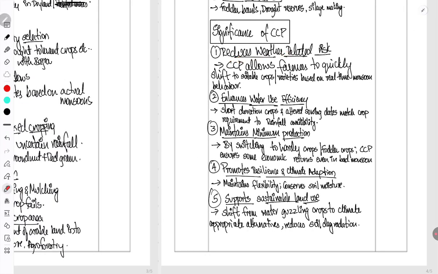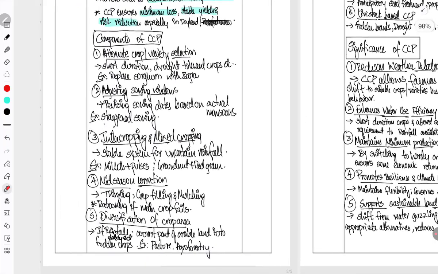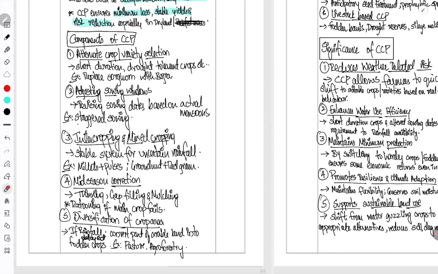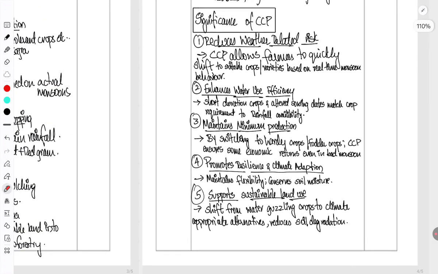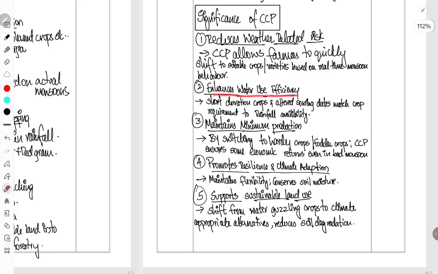First, it reduces the weather related risk. So Indian agriculture system broadly depends on the monsoon rainfall. Hence, contingency crop planning allows farmers to quickly shift to suitable crops or varieties that are based on real-time monsoon behavior, which we have discussed earlier. Like mid-season correction, intercropping, etc. We'll further see the practical case studies where this can be applied, and then it enhances the water use efficiency.